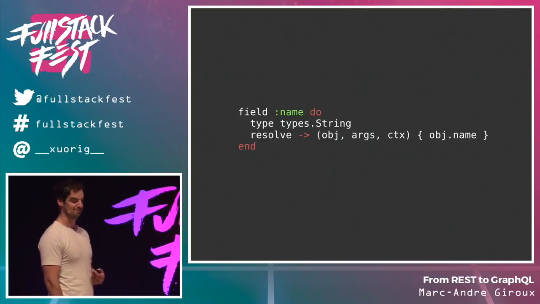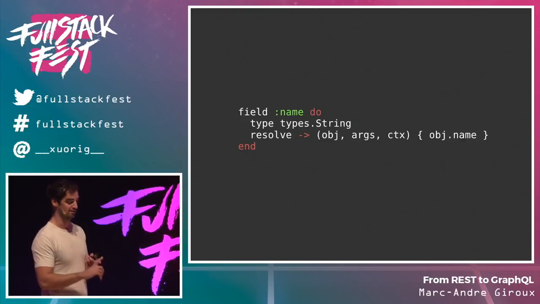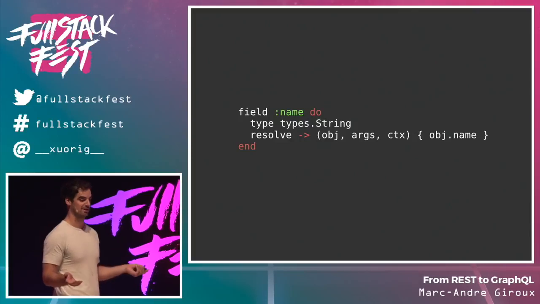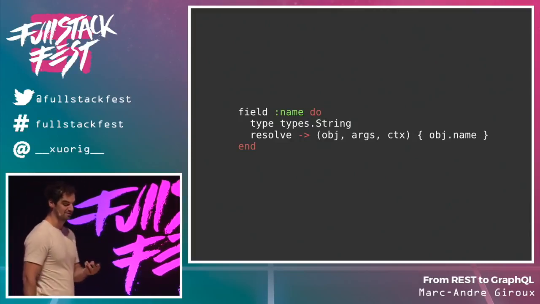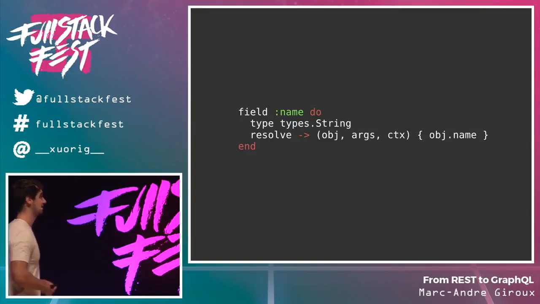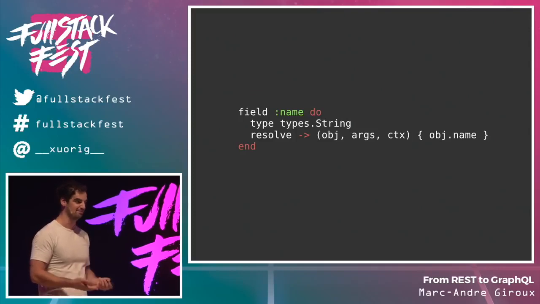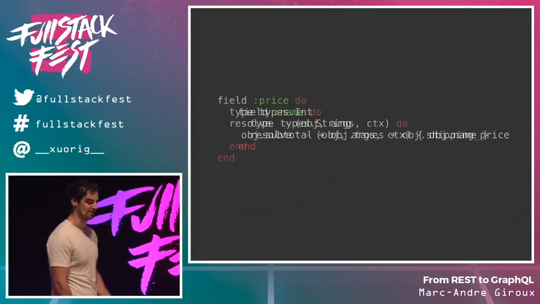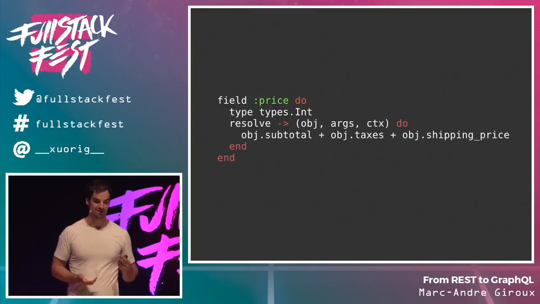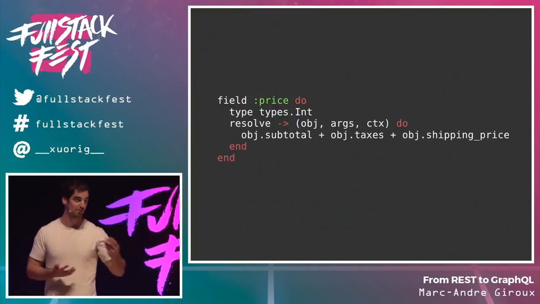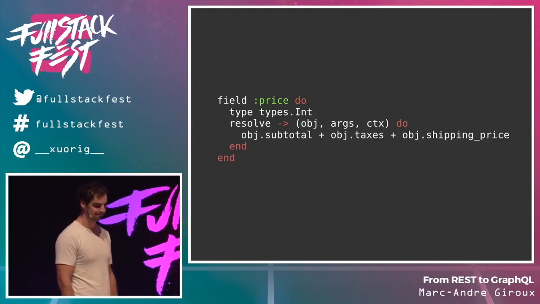So in this case, for name, the resolve function takes 3 arguments. The first argument, object, is the parent object. In this case, it'd be a product object, then arguments, and a query context that's global to the query. So here, to get the name of a product, it's simply object.name, right, because it's a product. But like I said, it's not a one-to-one mapping to the database, right? We can do anything we want. For price, we might add a bunch of stuff and return it.